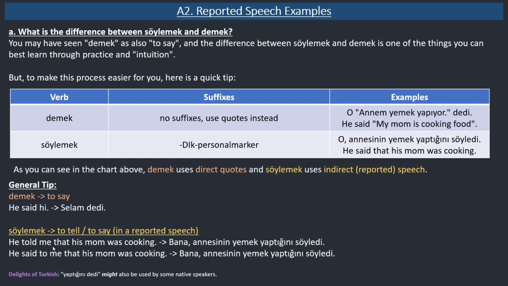But when you use a reported speech structure like he said to me, I'm not sure if this second sentence is preferred or even correct in English, but he said to me or he told me that his mom was cooking. Bana, to me, annesinin yemek yaptığını söyledi. When you change your sentence into a reported speech, instead of just saying, like he said hi, then it becomes to tell, or to say as in a reported speech, like said to me.